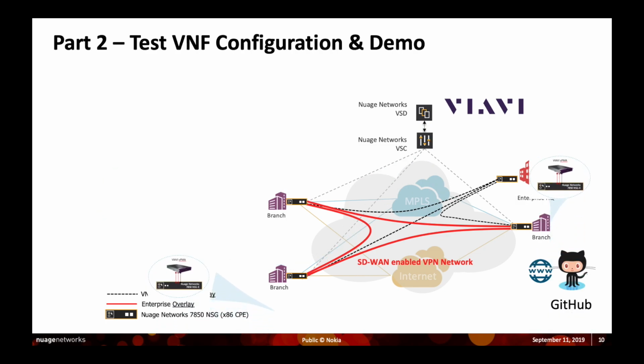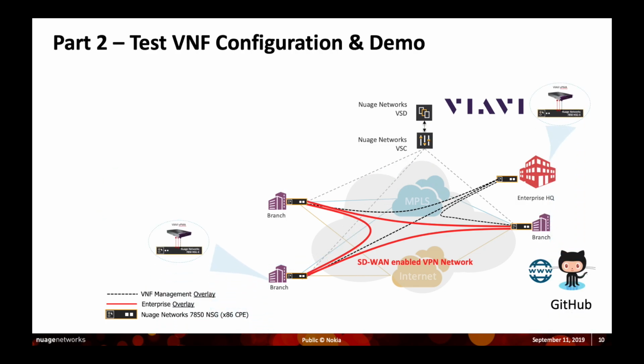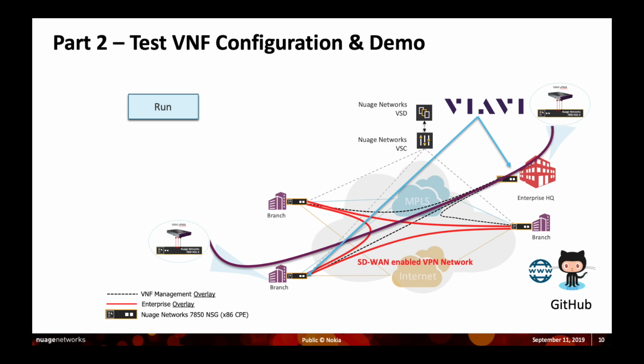The next step here is test VNF configuration and demo. Once we have the VNFs, which are called vPMAs, deployed on the UCPE device, we're going to create a few tests. For that, we're going to log in to the Viavi Fusion dashboard and create a TWAMP Reflector and a TWAMP Initiator between two different VNFs. The next step is running the test between these two VNFs. We will see a demo on how to create and run the TWAMP initiator and reflector.